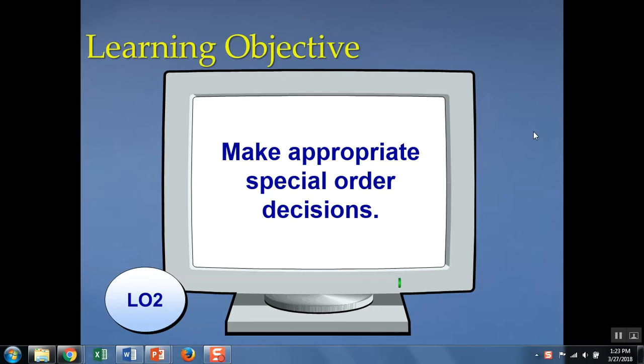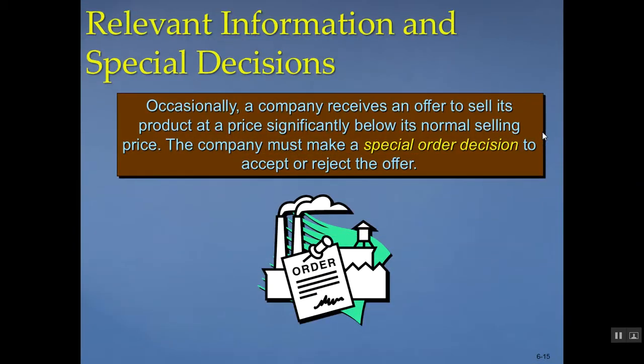Let's talk about making appropriate special order decisions. So what is a special order? Basically, from time to time, companies receive a one-time special order to sell its product at less than its normal selling price. So management needs to make a decision as to whether to accept or reject the offer.